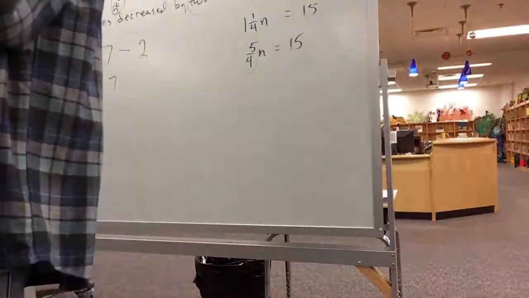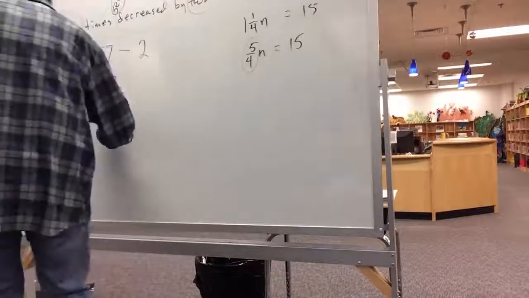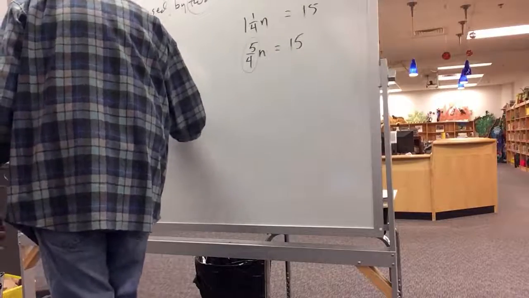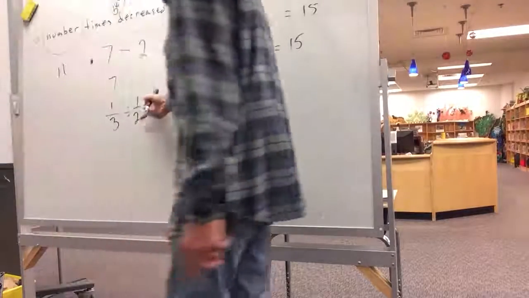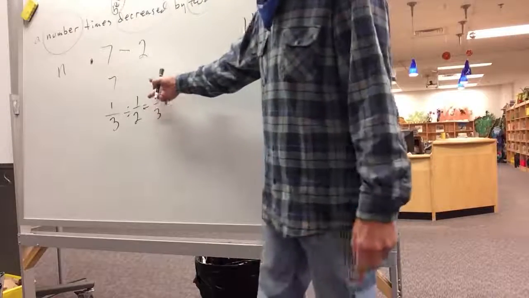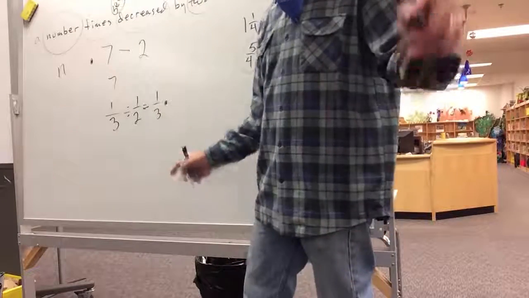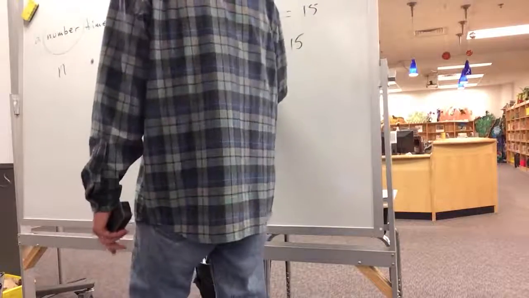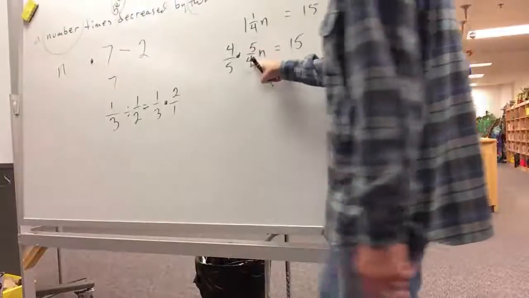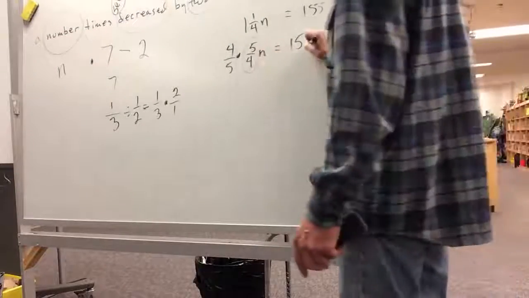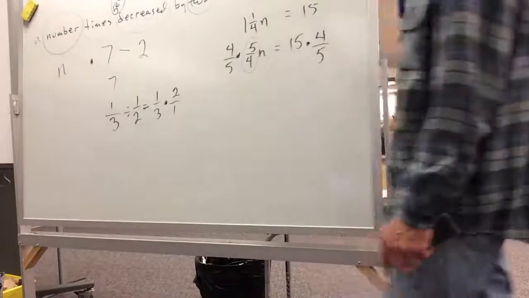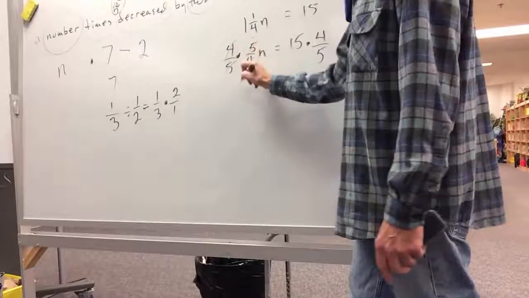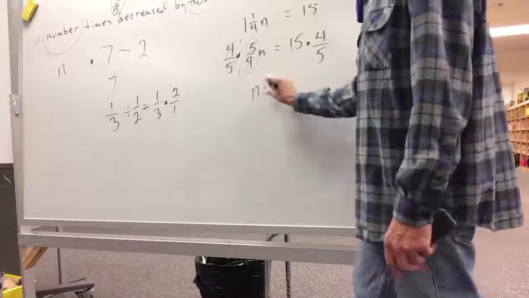When you divide fractions, you change it to multiplication. For example, 1/3 divided by 1/2 is 1/3 multiplied by 2 over 1, the reciprocal. So if I multiply this by 4/5, that's the reciprocal, I have to also multiply this side by 4/5. 5 over 5 is 1, 4 over 4 is 1, so that's just n.